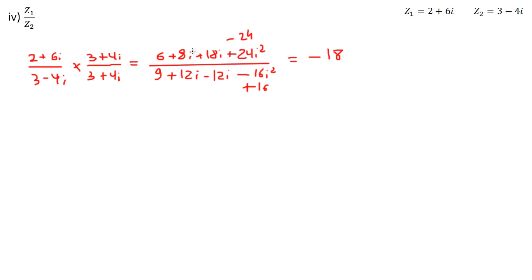And that will be 8i plus 18i, which is 26i. And the bottom is simply 9 plus 16, since these two values cancel each other out, and we get 25. And this is the final answer to the question IV.